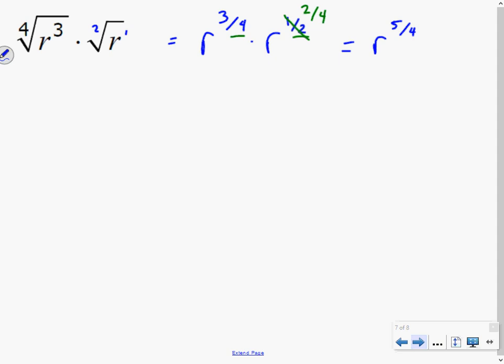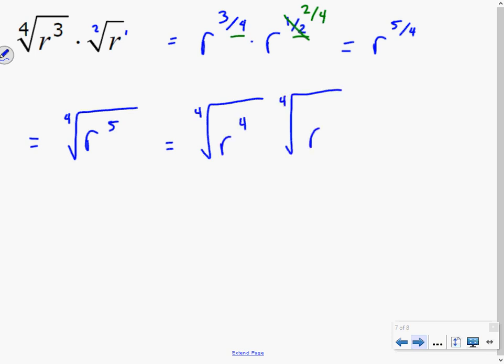Notice, this is allowing us to actually multiply. We couldn't multiply the roots together when they were radicals, but after we converted to exponential form, we can, and now we can convert back to radical form. We can write this as the fourth root of r to the 5th power, and then break it down, split it into 2 fourth roots. We can do the fourth root of r to the 4th and r, which is going to give us our final expression here, r times the fourth root of r.